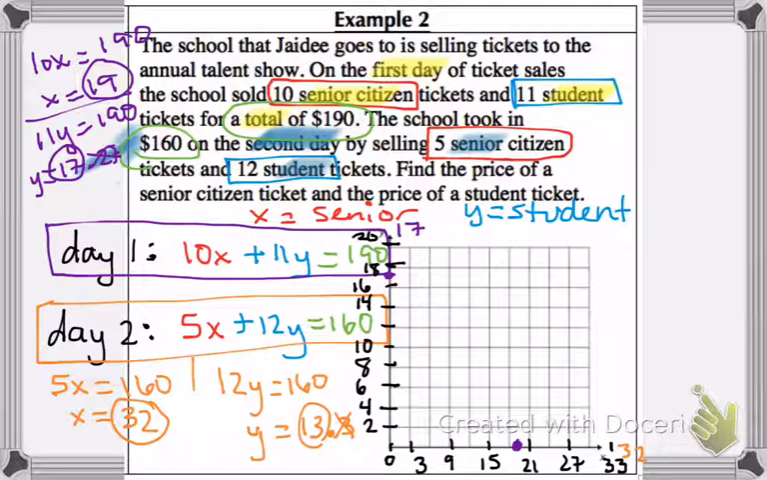And let's connect those. And then we've got our orange graph here, which is day 2. It has an x equal to 32, which is going to be right about right here, and a y of 13, which is going to be, let's see, right here. So let's go ahead and connect those and see if we can find the point where these cross.